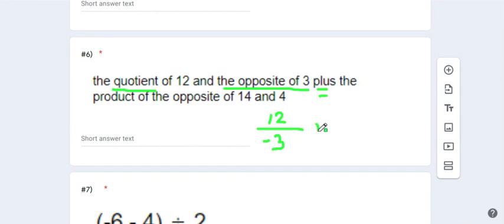Okay, then it says plus, so I'll put my plus sign. The product, what's product mean? Well, if quotient is the answer to a division problem, the product is the answer to a multiplication problem. So I want the product of the opposite of 14, that's negative 14, and 4. So I'm going to put these in parentheses, negative 14 and 4, to show multiplication. Okay, now you finish solving by following order of operations.